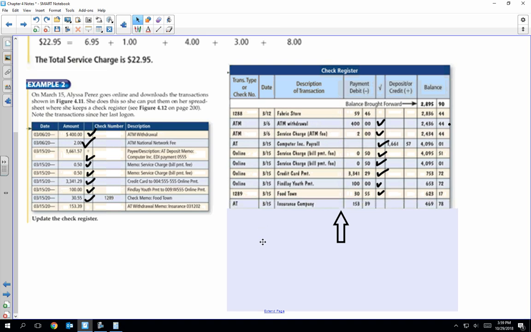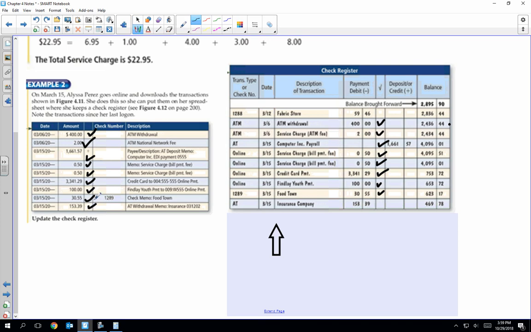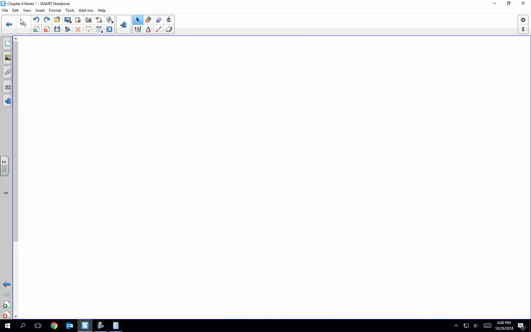And then last but not least, we have the insurance company for $153.39. We subtract that from our $623.17, and our final balance is $469.78. Still outstanding is this fabric store check, but we can't force it to get put in there. All right, and that's it for our lesson today.